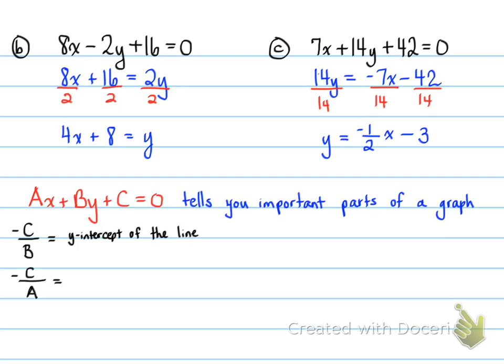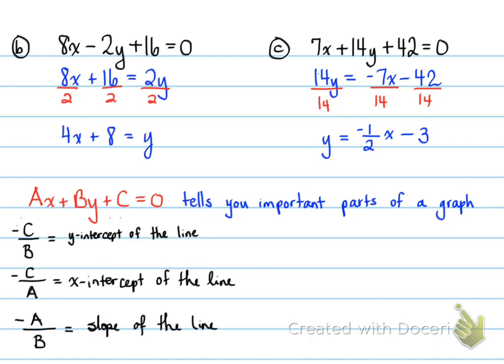Another way is negative c over a. That is, I can find the x-intercept of the line if I cover up the y, so that ax is equal to negative c, and x is equal to negative c over a. So negative c over a is the x-intercept of the line. Negative a over b actually tells us another important feature of the graph. That's right, the slope of the line. So it's interesting to note that we could determine the x-intercept, the y-intercept, and the slope just by seeing it in standard form. Let's practice this a bit.